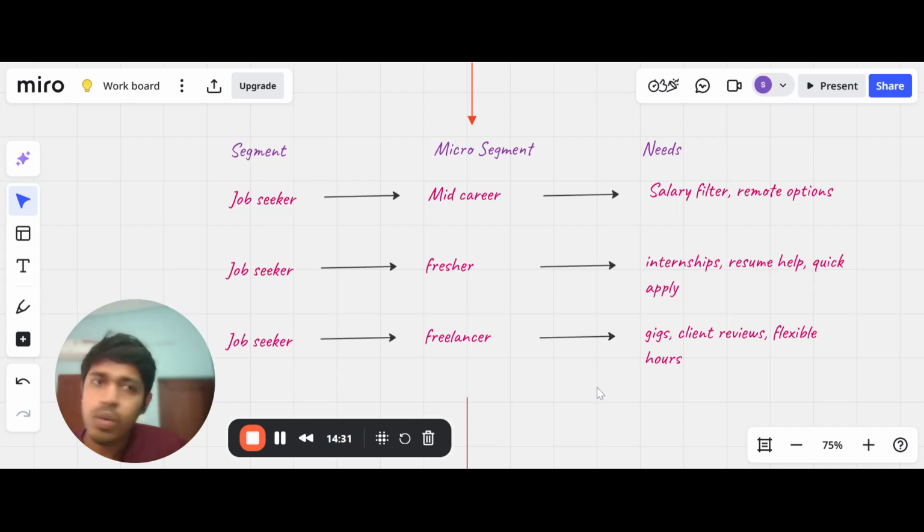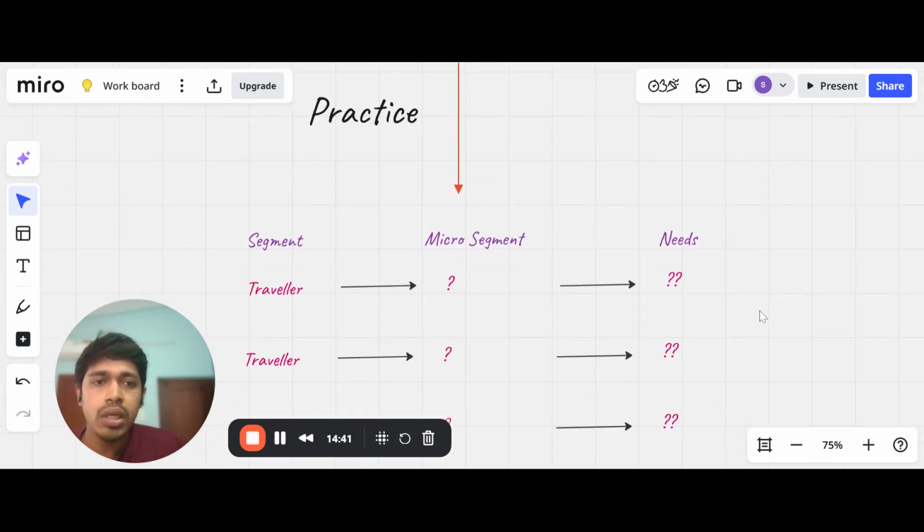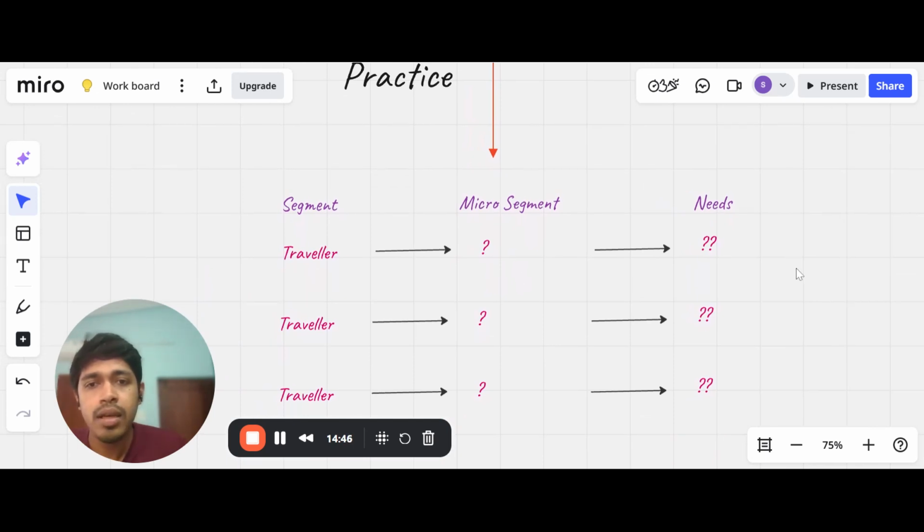This is one major part, so I just took some 10 minutes, sweet time, to explain this, because this is a very major part. Now we look into another example, but here I won't be telling you guys exactly how you should make the micro segments. Take the previous example of Airbnb. Now, one segment I have done is traveler, right?